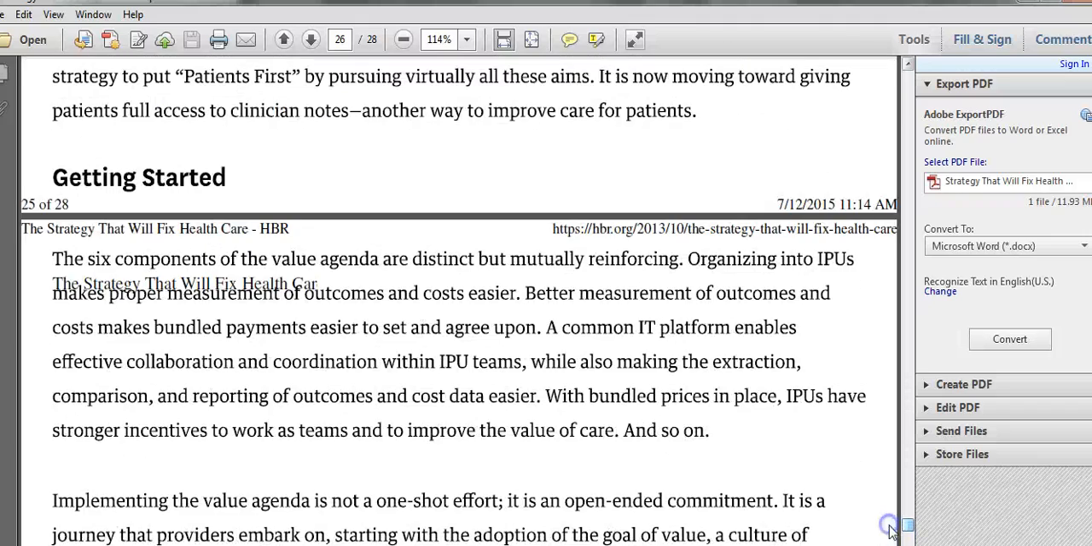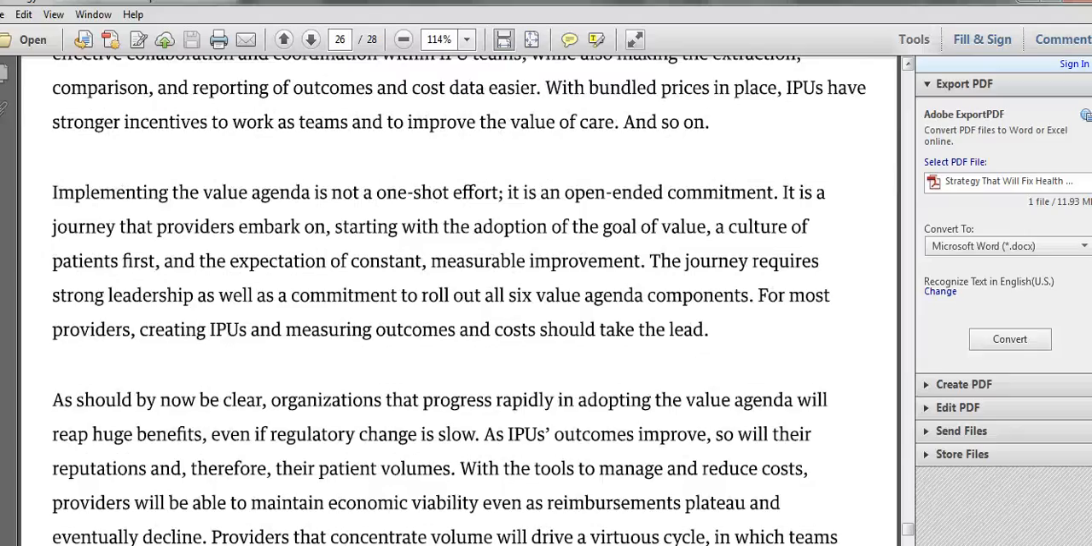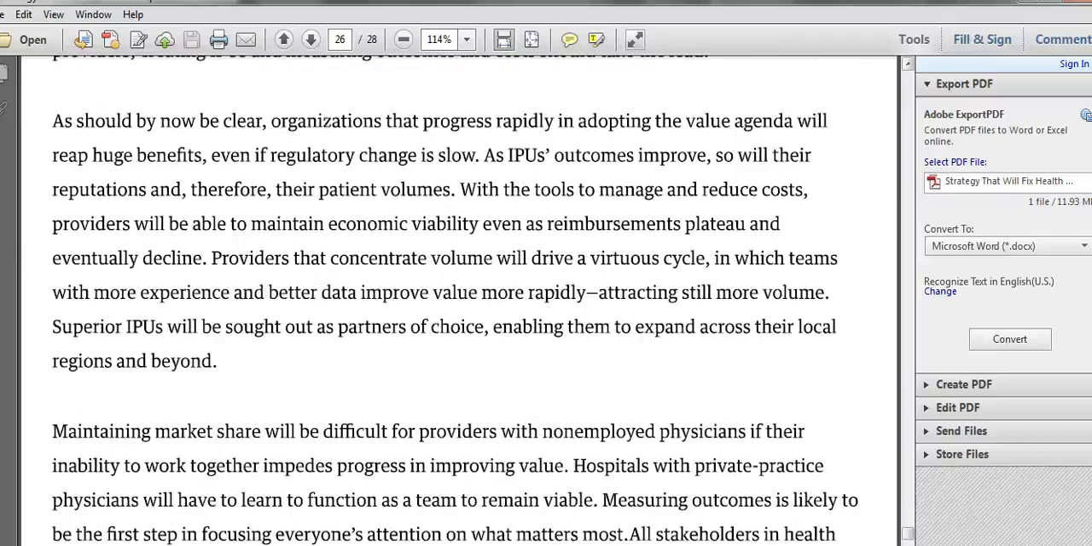Last but not the least, they're talking about the six components of the value agenda. Please read those six components. They are distinct but mutually reinforcing. Organizing into IPUs makes measurement of outcomes and costs easier. Please read these six components and understand what they're trying to say. Again, spend some time reading this article. You can get a lot of takeaways from it.